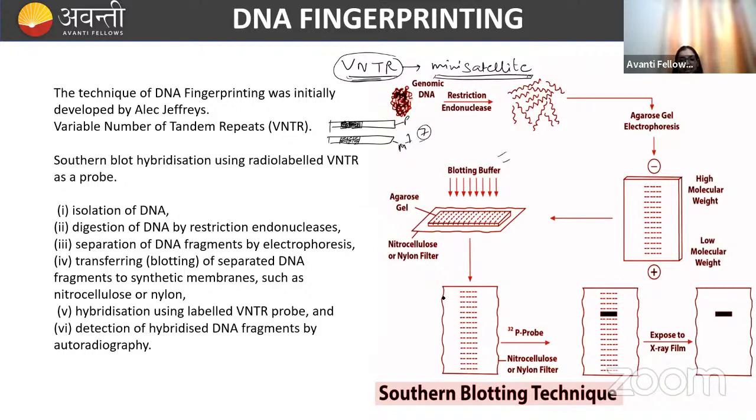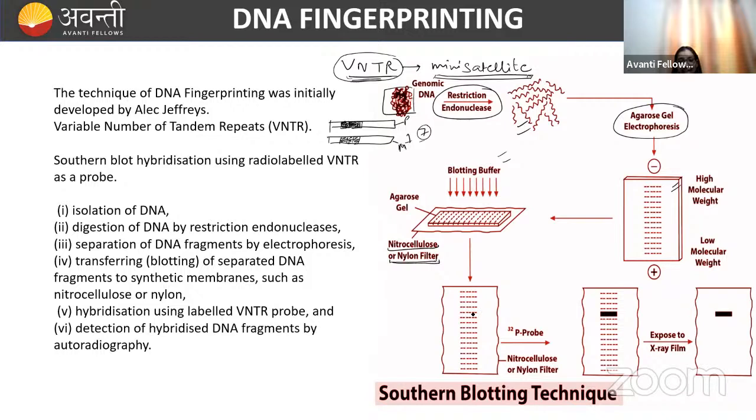This figure is showing you a Southern blotting. First, we extract or isolate the genomic DNA. Now this genomic DNA will be subjected to restriction endonuclease. Restriction endonucleases work as a molecular scissor. They will cut the genomic DNA into fragments. Now these fragments are placed on the agarose gel and electrophoresis will be carried out, where the DNA fragments are separated on the basis of size. Once the DNA fragments are separated, they will be transferred to a nitrocellulose or nylon membrane.